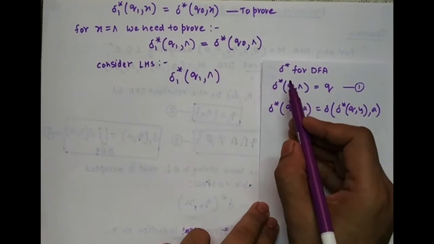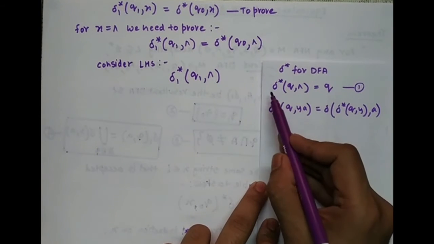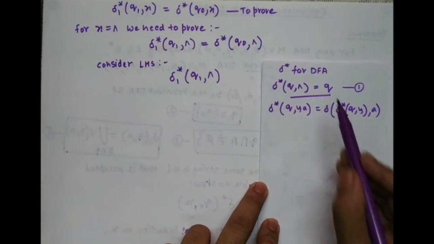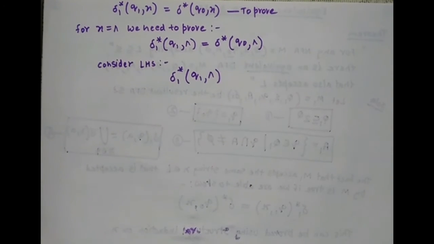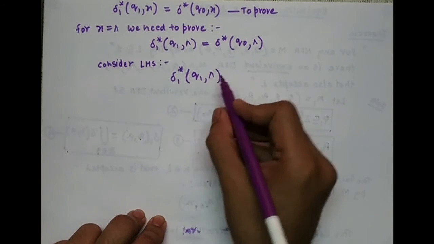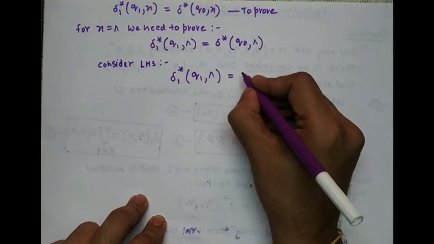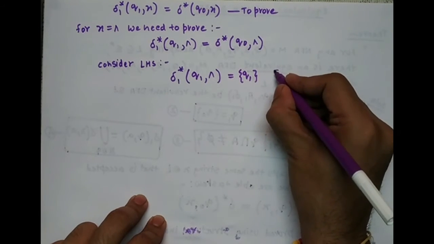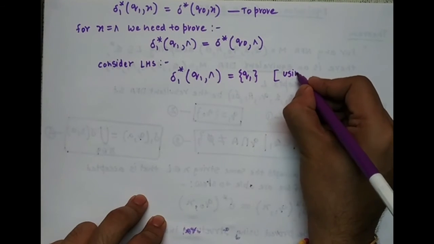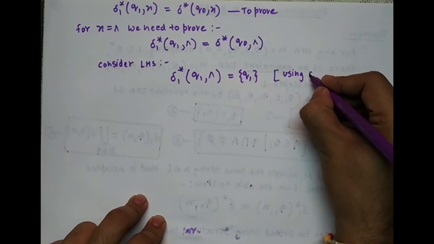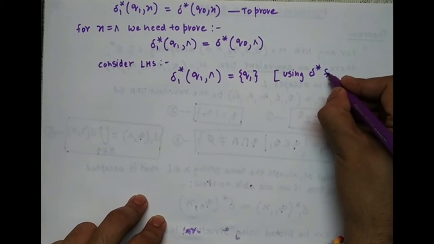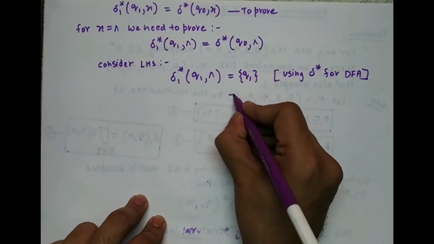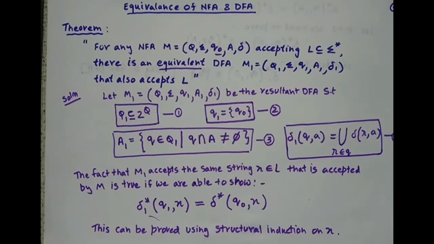So looking at the definition of extended transition function of DFA, it is very clear that del star of any state Q1 reading null gives you that state Q itself. So applying that over here, I can say del 1 star of Q1 comma null is equal to Q1. How have I got this? Using the definition of extended transition function for DFA. Now we have got Q1.